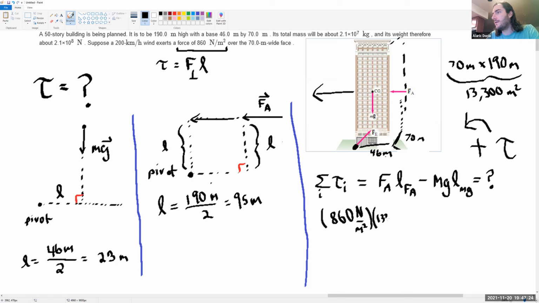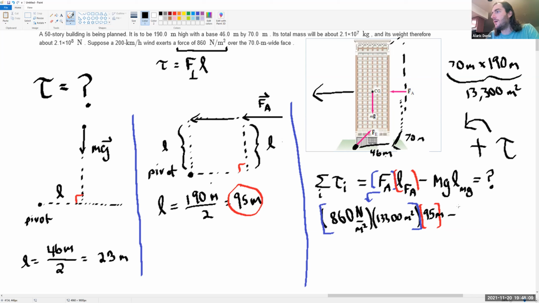So 13,300 meters squared, that's going to give us a force. This right here is the force FA. The product of those two is the force. Now the lever arm, maybe I'll use red now. So the lever arm here was what we figured out already. That was this 95 meters right here. So 95 meters for the lever arm, that's going to give us the torque due to the force FA.